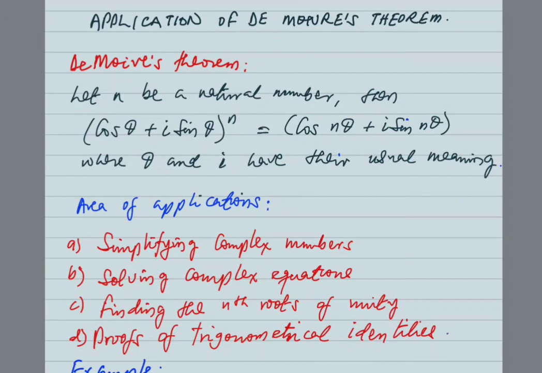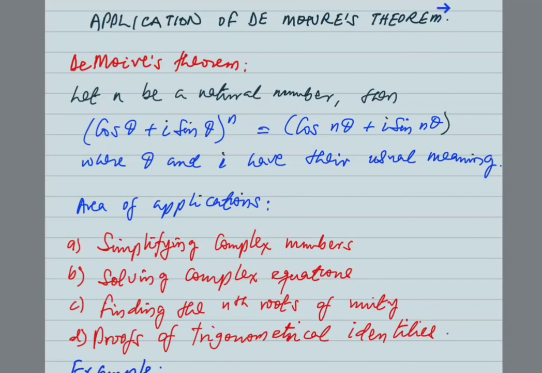DeMoivre's theorem. And from the last lesson, you will recall that we say DeMoivre's theorem is given as (cos theta plus i sin theta) raised to power n equals cos n theta plus i sin n theta, for any natural number n, where theta and i have their usual meaning.